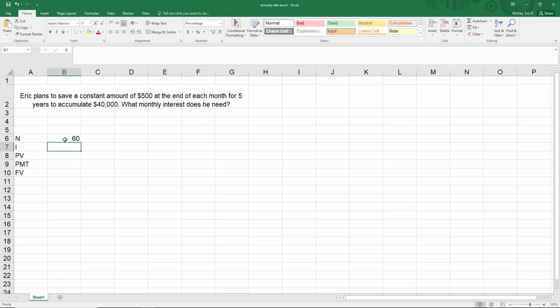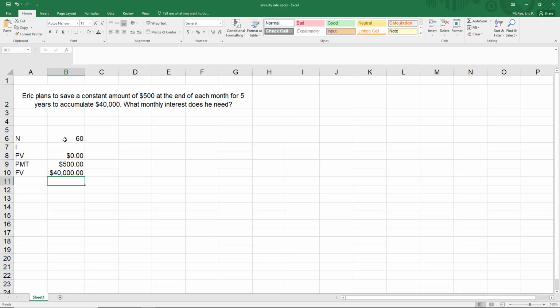The interest rate, that's unknown. We skip that because we're going to find that. The present value, our annuity present value here is going to be 0. No initial savings were given, and in that case, I assume I start with nothing. This is going to be quite common with annuities where we don't start with any value. Each month is a payment of 500, so payment is going to be 500. And future value, that's the amount I'm trying to accumulate here. That's going to be the 40,000.